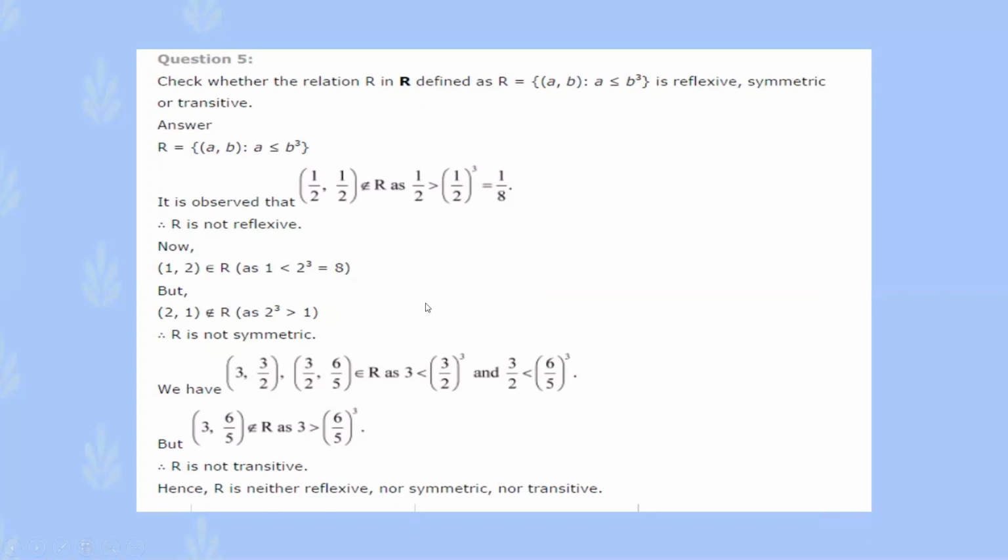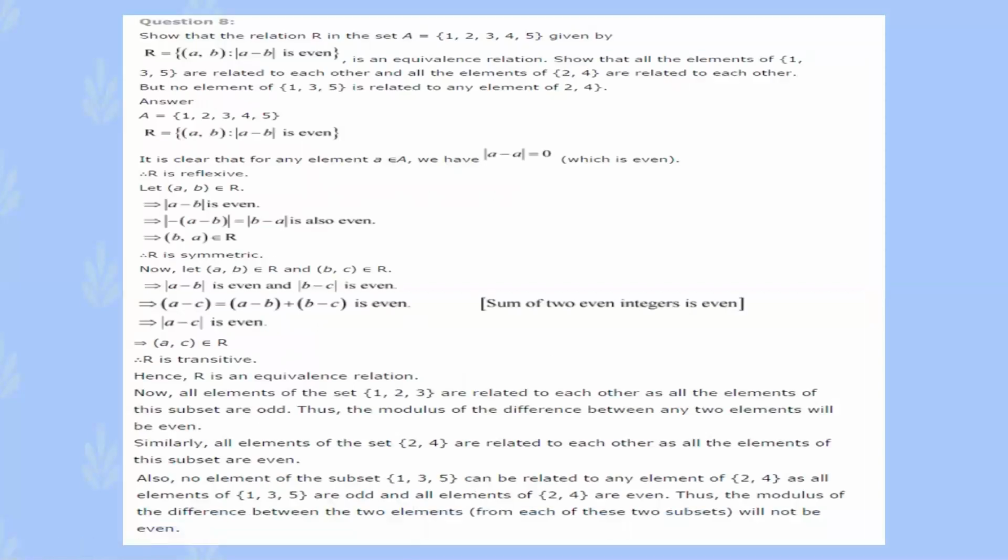And we'll be checking for transitive. Let's take two pairs, (3, 3/2) and (3/2, 6/5), which are satisfying this relation, a less than or equal to b cube. Let us check for (3, 6/5). So after checking 3 less than or equal to (6/5) cube, we can see that it is not true. So R is not transitive. So it is neither reflexive nor symmetric nor transitive. We have to do this only in maximum questions.